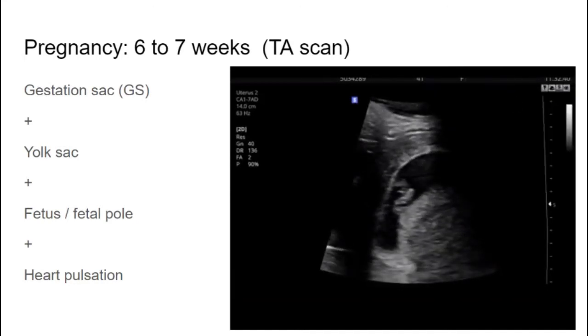So once you develop that fetal pole, what you'll see is the heartbeat. So these come at a surprisingly early gestation, so even around 6 weeks you should see a heartbeat there. So you can see here in the middle of the video just that fetal heart pulsation in the middle of the fetal pole.